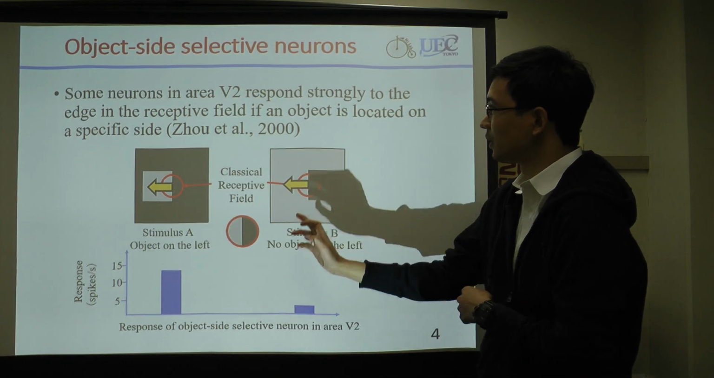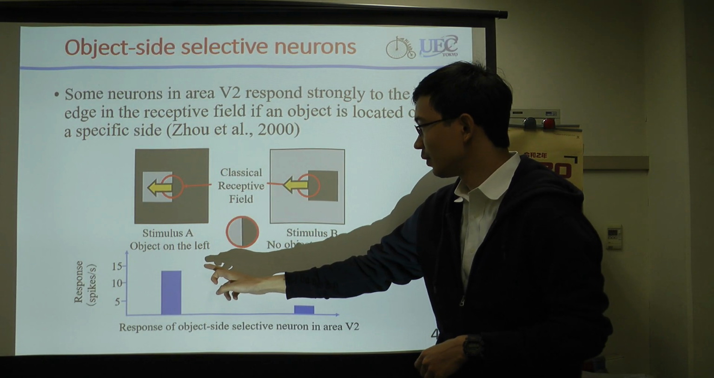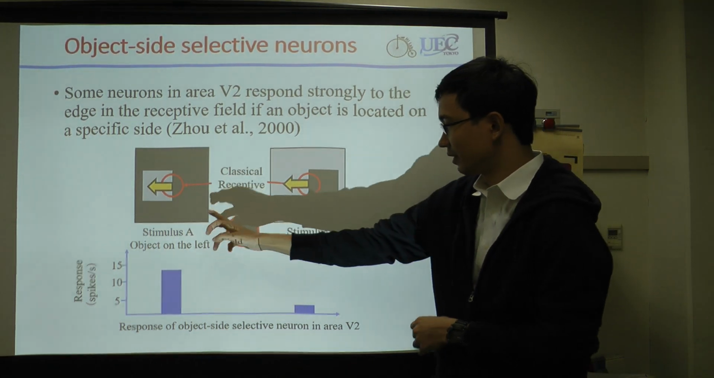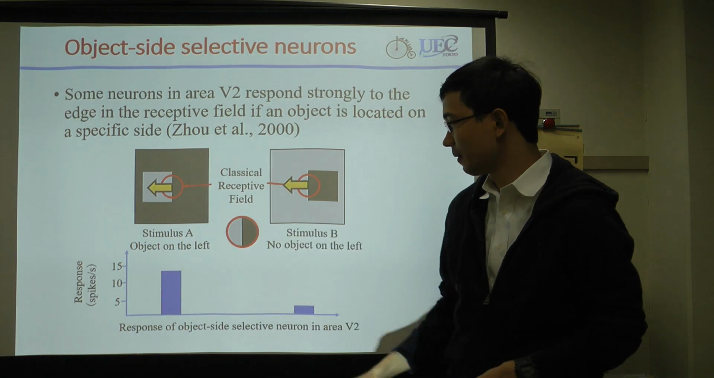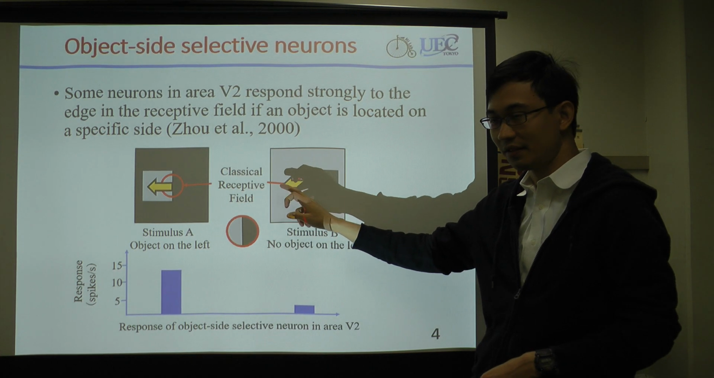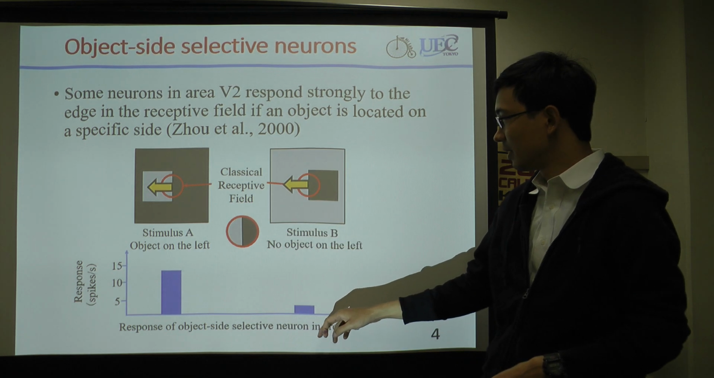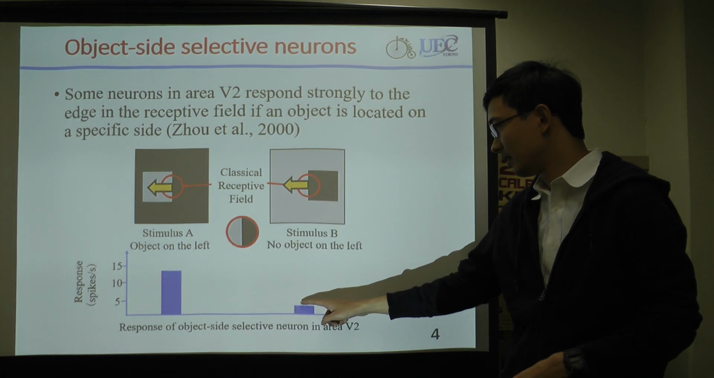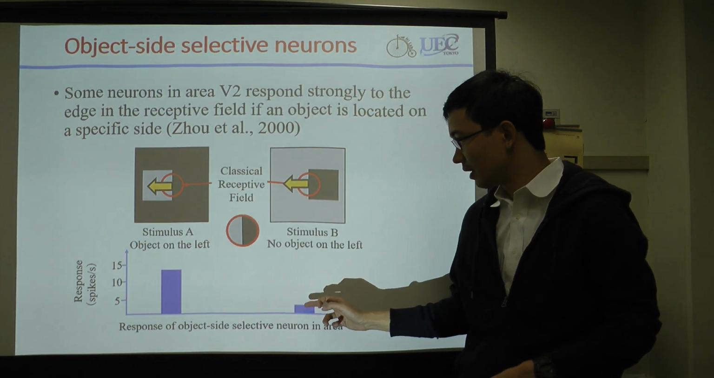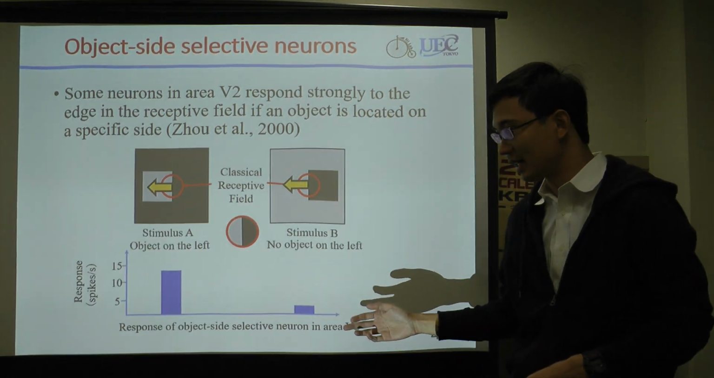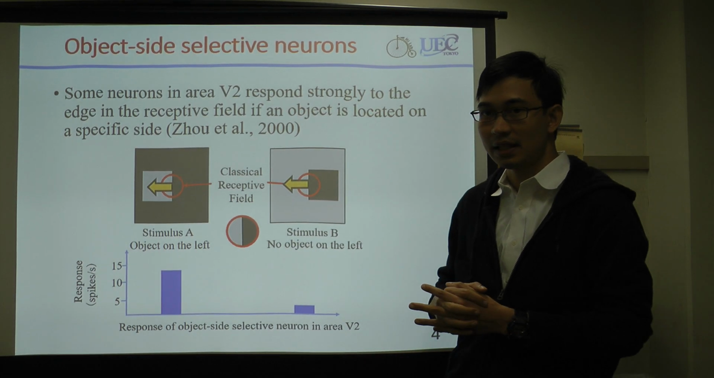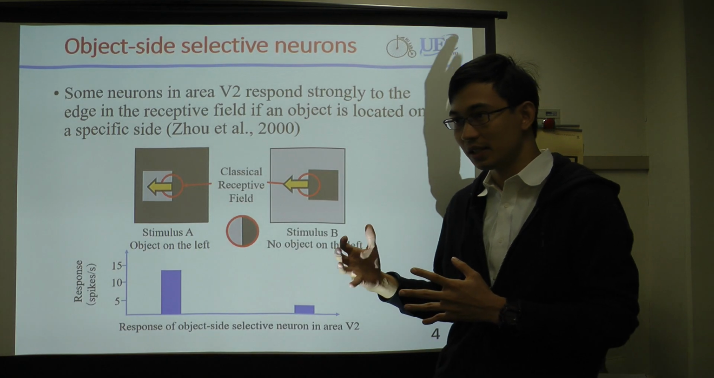Now this neuron responds strongly when the light gray square is to the left side of this receptive field. But if there is no object on the left side of this receptive field, the neuron will not respond as strongly. So you can see there's a difference in response. This is the response shown in spikes per second. So this difference shows that there is a possibility that V2 calculates or assigns borders in the brain.